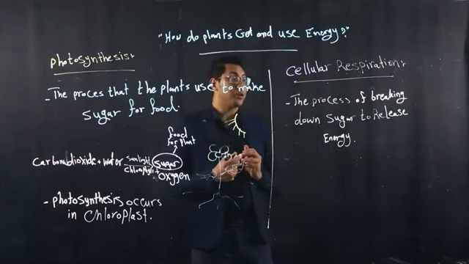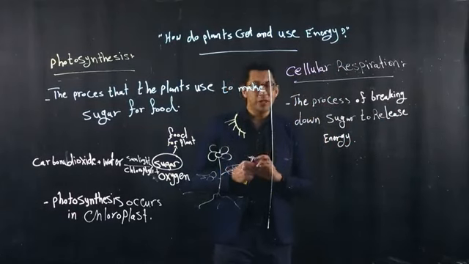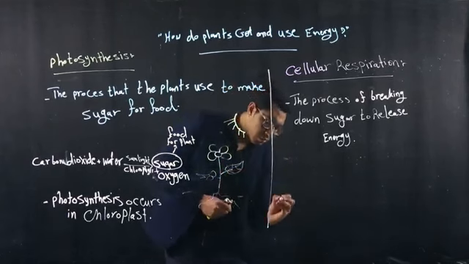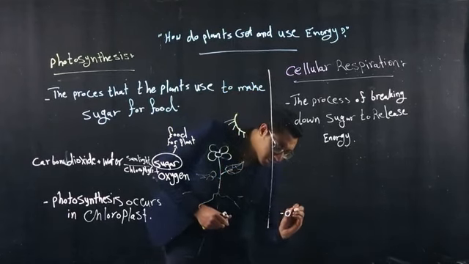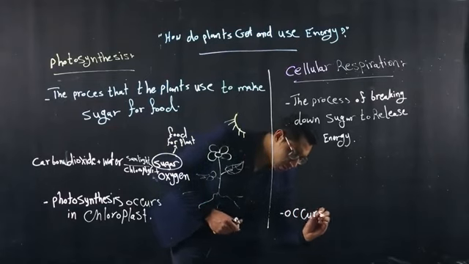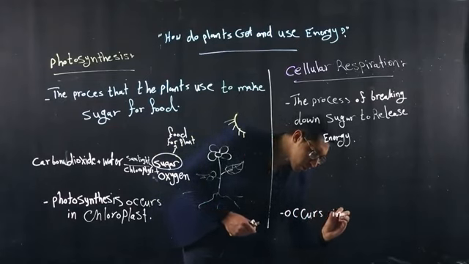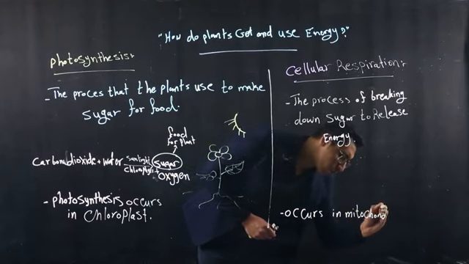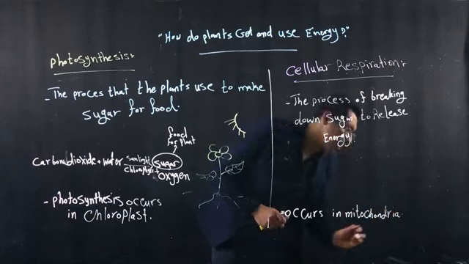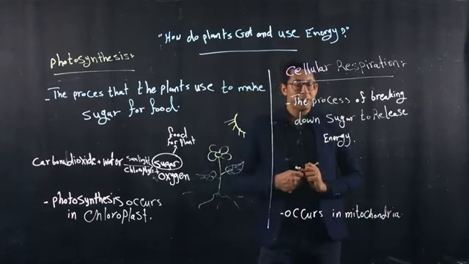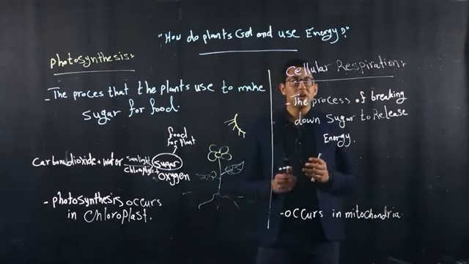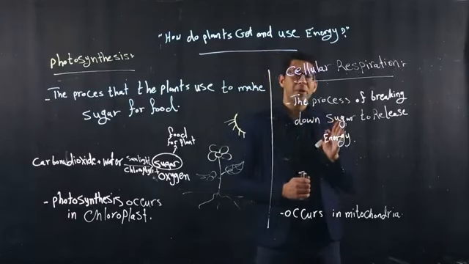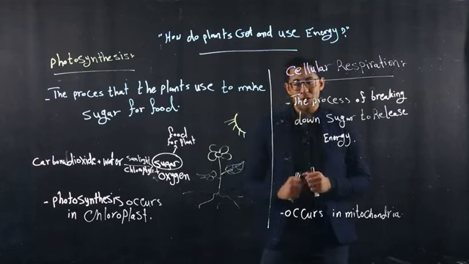Where does this process occur? This process occurs in mitochondria. Mitochondria is a part inside the cell. Cellular respiration, once again. Cellular respiration is a process of breaking down sugar to release energy.